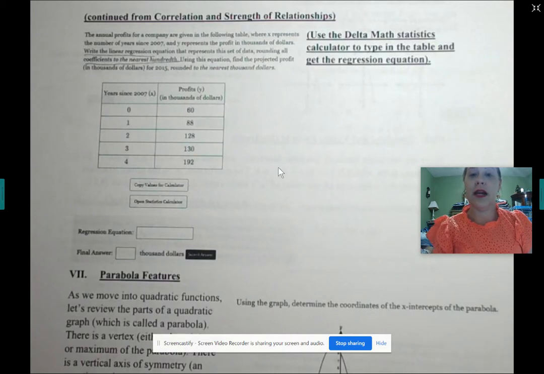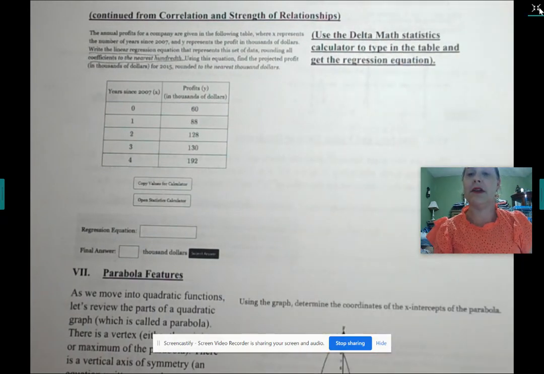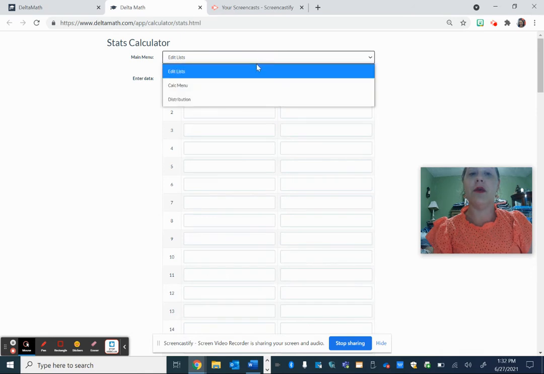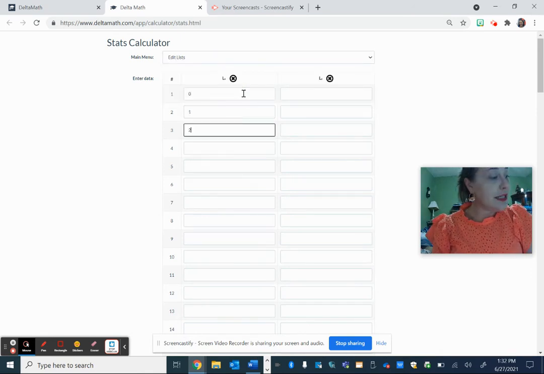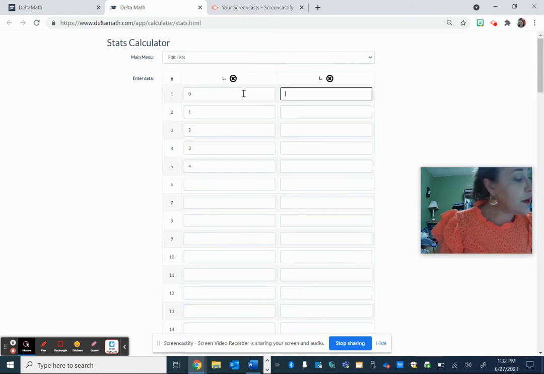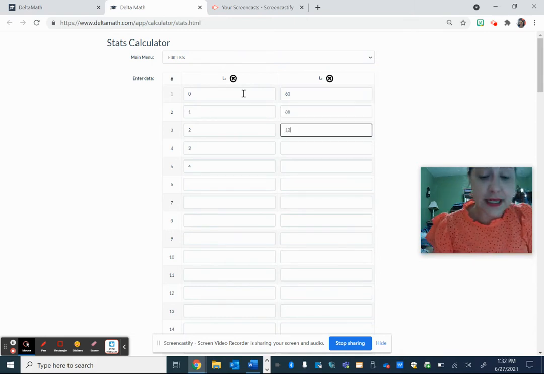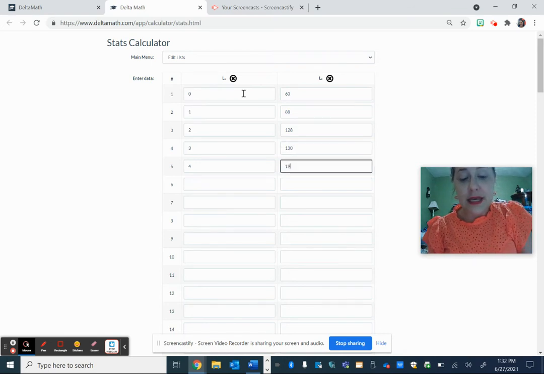So what I'm going to remind you to do is to use the Delta Math Statistics calculator to type in the table and get the regression equation. So I'm going to come over here to the Delta Math calculator. When you go to the statistics calculator, you want to go to Edit Lists, and we're going to type in each of these X values using the down button to get from place to place. If you hit Enter, it's going to delete what you just typed in, and you'll be annoyed and you won't like that. All right, so we have all of these, and I hope I'm reading those right.